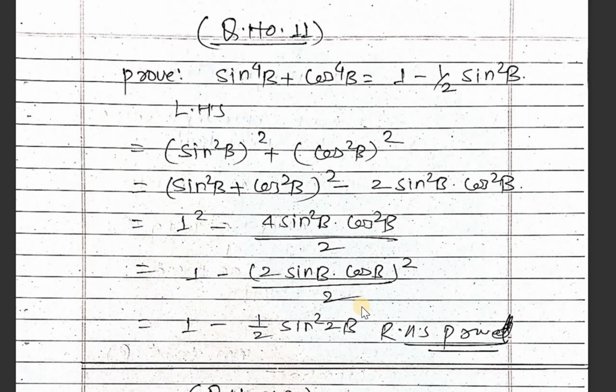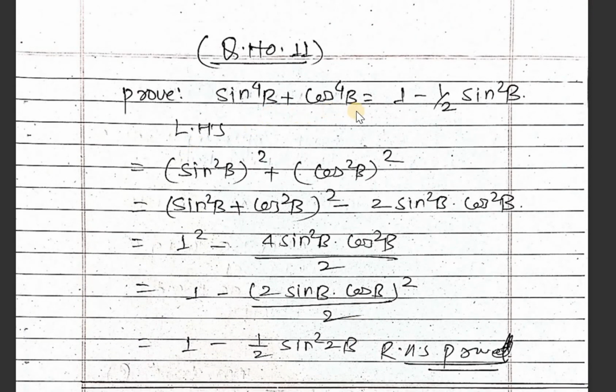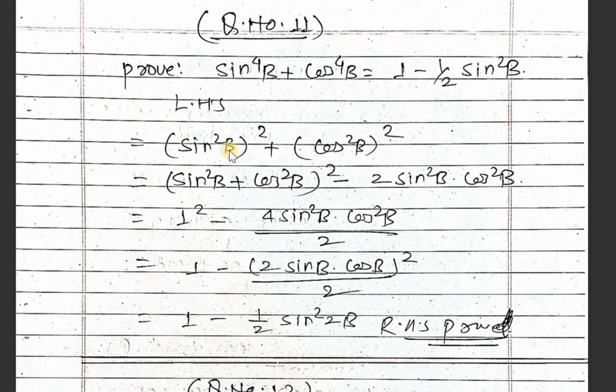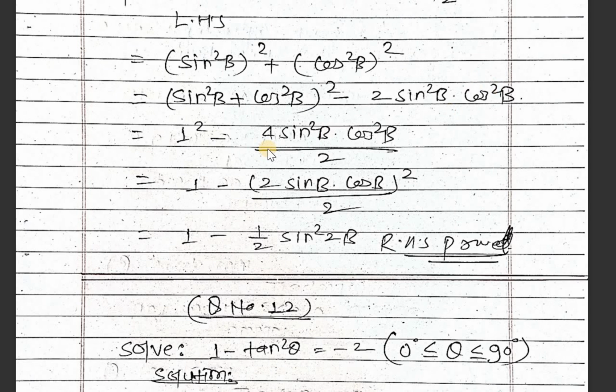And the next problem is, prove that sin⁴β + cos⁴β = 1 − (1/2) sin²β. So LHS is (sin²β)² + (cos²β)², which is (sin²β + cos²β)² − 2 sin²β cos²β. Put the formula a² + b² = (a + b)² − 2ab.